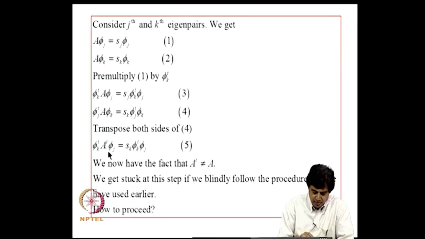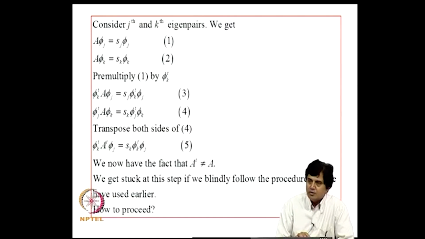Now, at this stage we should notice that A transpose is not A. So, we get stuck at this step if we blindly follow the procedure that we have used earlier. What we did earlier was subtract equations, say 3 and 5, where the right hand sides are the same, but the left hand sides are not the same. So, we will not get the required orthogonality relation, or in other words, the phi k's are not orthogonal to A.